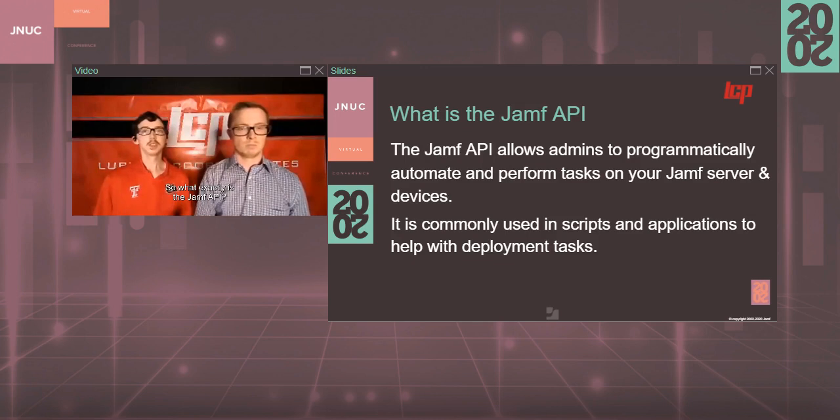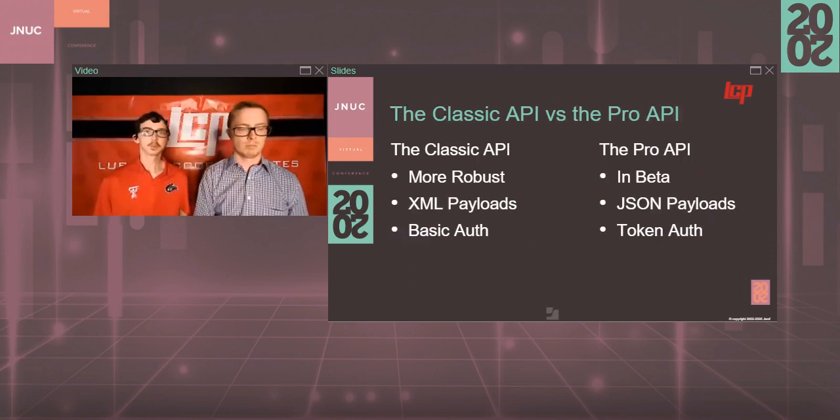So what exactly is the Jamf API? The Jamf API is a tool with Jamf that allows MDM admins like us to programmatically perform actions to the Jamf server, allows us to work with the objects in the Jamf server, such as mobile devices. It is commonly used with scripts and applications to help with these deployment issues.